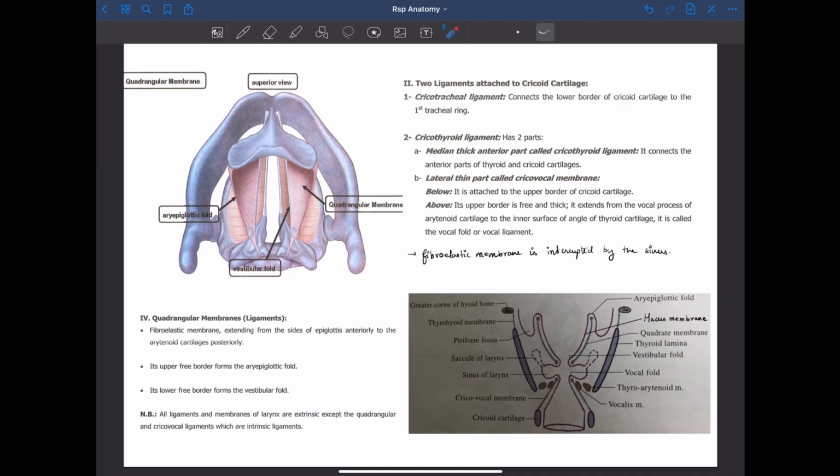Okay, now we have the quadrate membrane. The upper free border of the quadrate membrane gives the aryepiglottic fold. Can you see? Aryepiglottic fold. While the lower border gives the vestibular fold. So we have finished the folds: vestibular fold, aryepiglottic fold, and here we saw the vocal fold. We finished 3 folds. Okay, that's good, right? We are done with the cricothyroid ligament and quadrangular ligament, upper free border, lower free border. That's what is given.